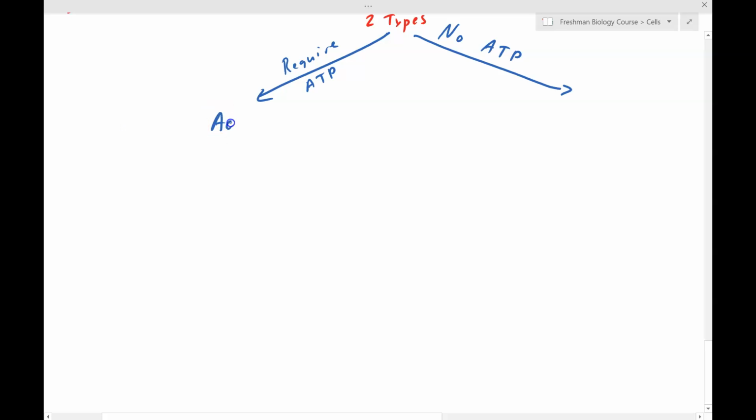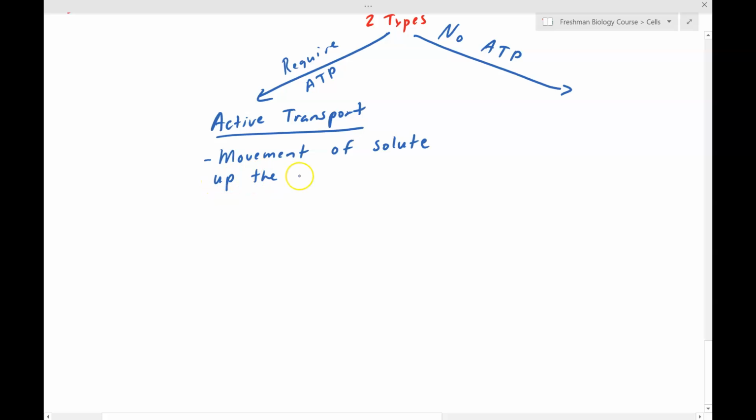This is what we call active transport. All right, it requires some form of energy. Okay, and this is going to be the movement of solute up the concentration gradient, and that's going to require ATP. So we'll say via ATP.